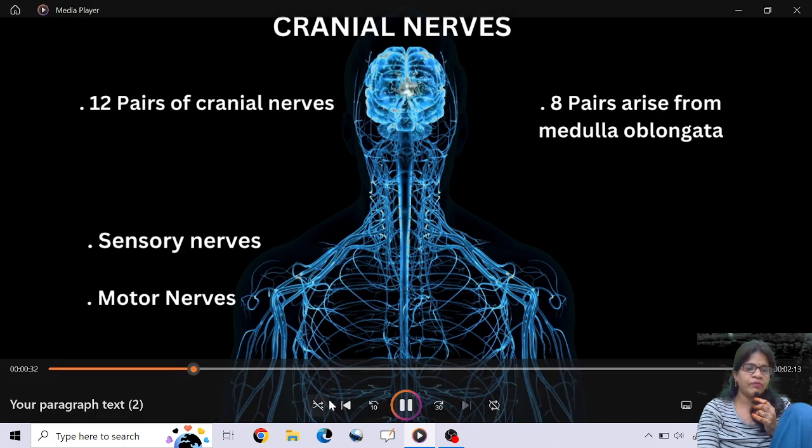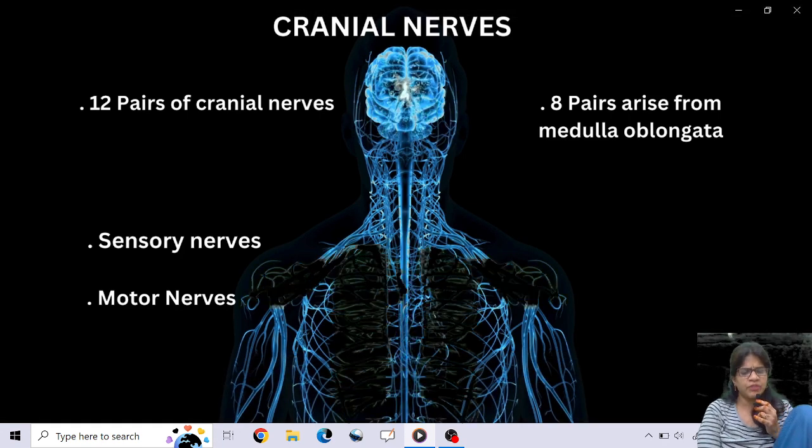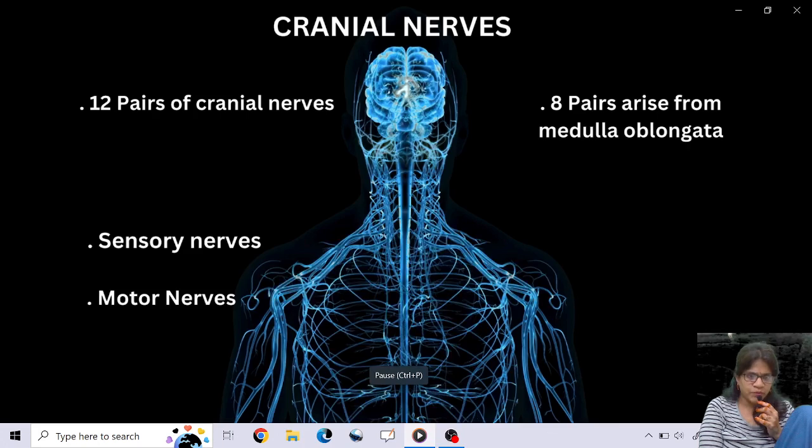And you should be well aware of the sensory nerves and the motor nerves. What are the sensory nerves? They sense the whole body and take the impulses from your other body parts, and at the same time the motor nerves send the information from your brain. So this is what we call sensory nerves and motor nerves. You have 12 pairs of cranial nerves, out of which 8 arise from your medulla oblongata itself. So let's see the table. I'll give you a small picture of it. So what are the types of cranial nerves?